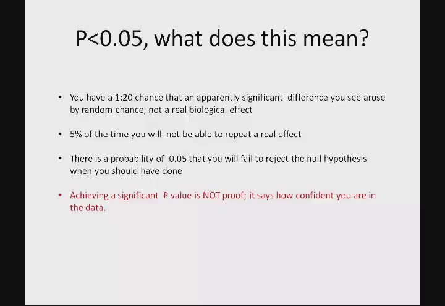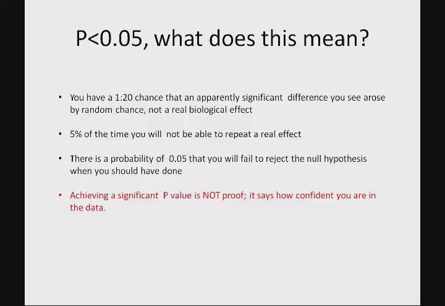Another way of putting it is, because it's a 5% level, it means that while 95% of the time you'll be able to demonstrate a real effect if it exists in a population, 5% of the time you will not. So your data will say there is not a difference when in fact there is. The real statistical definition of what a p-value of 0.05 means is that there is a probability of 0.05, or 5%, that you will fail to reject the null hypothesis when you should have done.